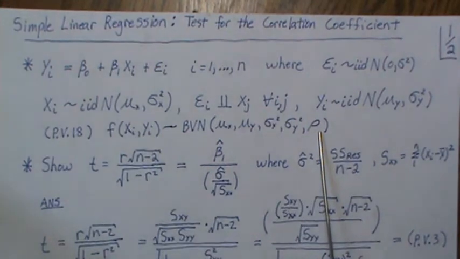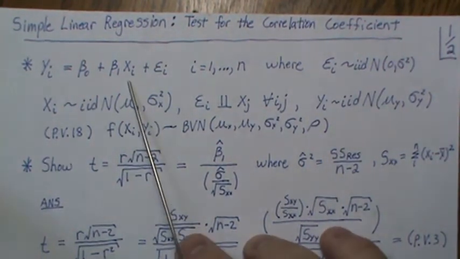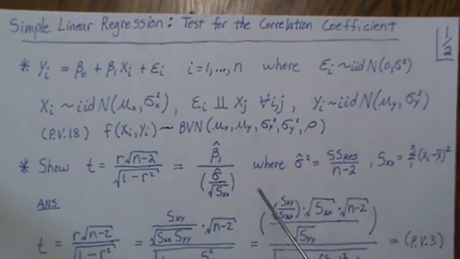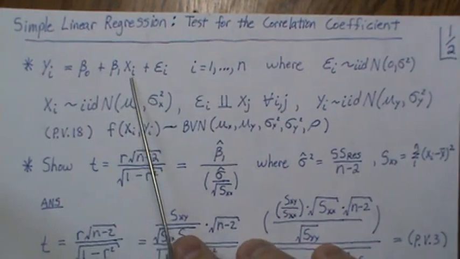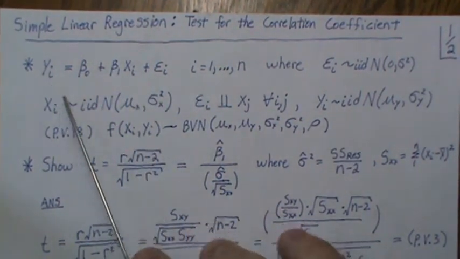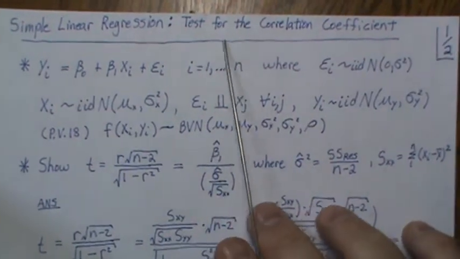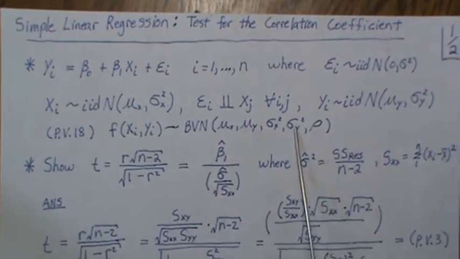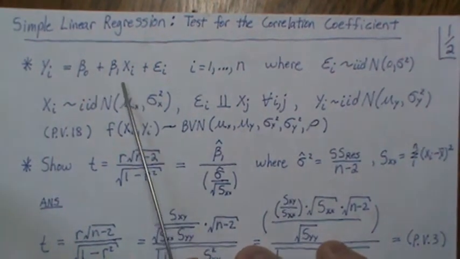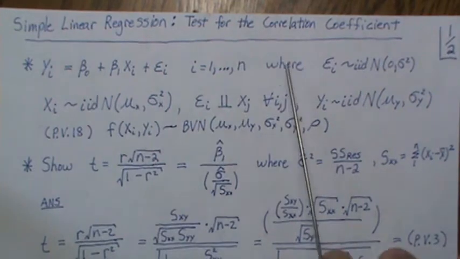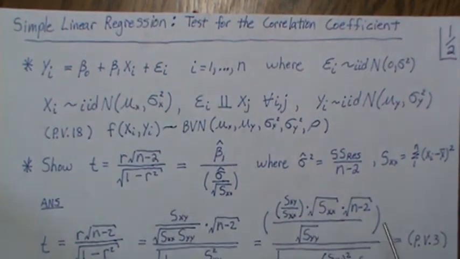And when you do simple linear regression, we think that this x helps us predict y. And that's why we do simple linear regression. And we want to know, are they correlated? Meaning, is x really helping us predict y? And that's why we're doing a test for the correlation coefficient. If this is 0, it says x and y are uncorrelated, so x doesn't help us predict y. So that would be a good thing to know.